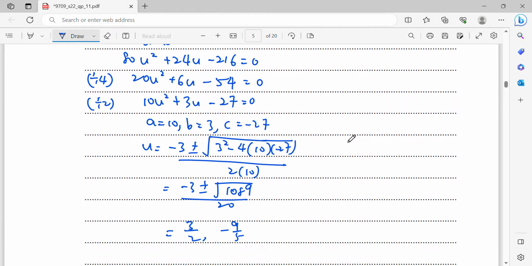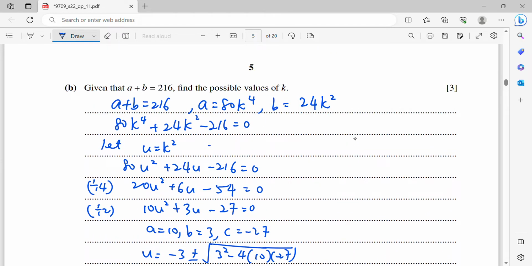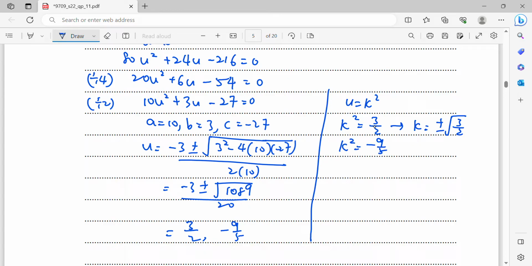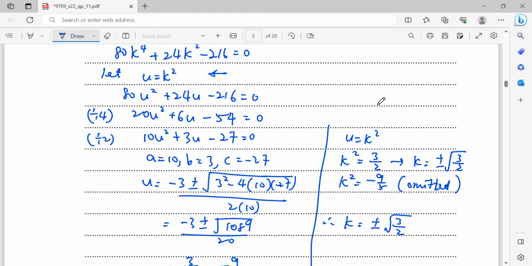Okay, so once you have found u, now we know that u is k squared. So I will replace back. So now k squared equals 3 over 2. Then from here, your k is plus minus the square root of 3 over 2. But when k squared equals negative 9 over 5, we know that there is no solution. Therefore, your final answer is k equals plus minus the square root of 3 over 2. So that's the solution of this question.